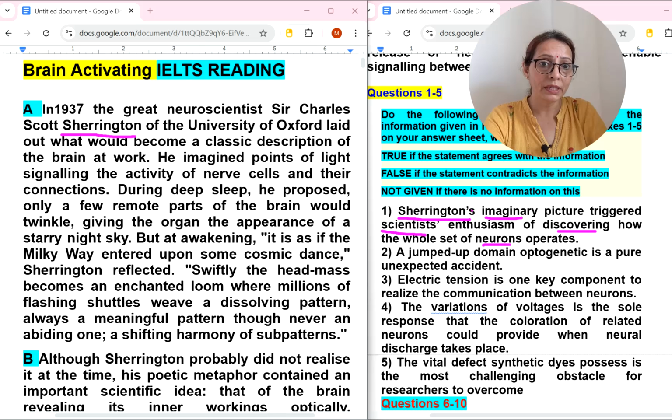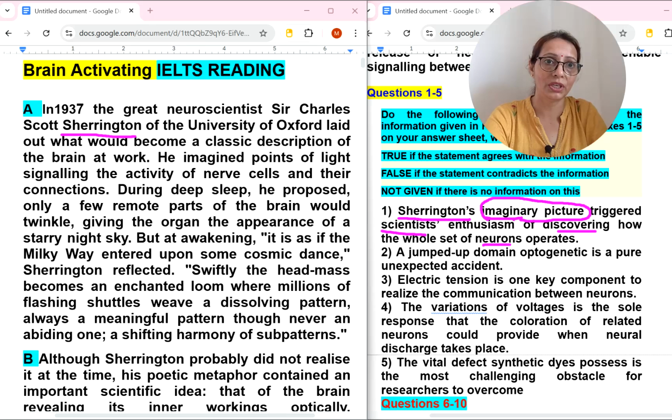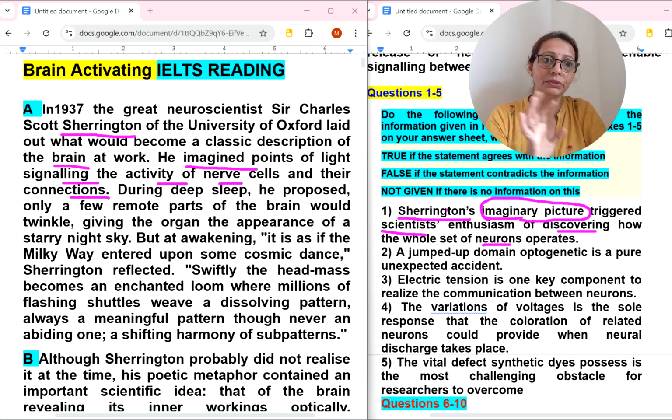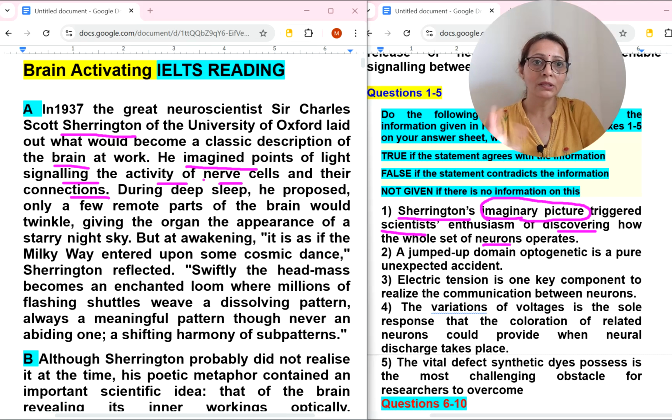But I am looking for his imaginary picture. Definitely this word may be changed, or they may be using some other words. And of course, we also need to find scientists. So: Sherrington at the University of laid out what would become a classic description of the brain network. He imagined points of light signaling the activity of nerve cells and their connections during, yes, so he had imagined something, but whether this picture triggered other scientists or not, that is the main point here, because the other things we have found.